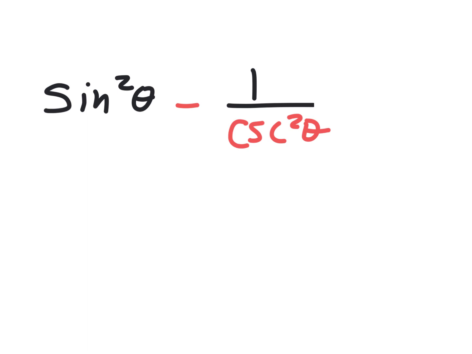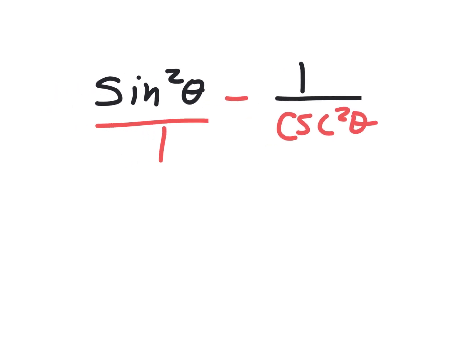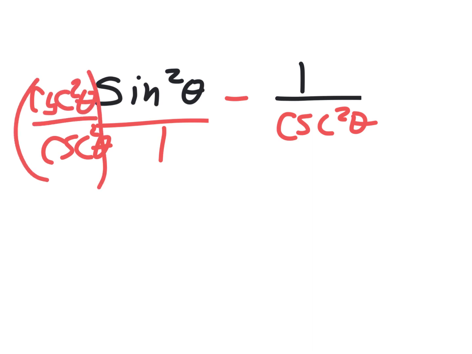So Jack, what's the denominator of the sine squared? 1. How could I get it so that it has a cosecant on the bottom? Multiply the top and the bottom by cosecant. Yes. Now there's another way you could have done it, but what you said is right. I want to just do it that way. Multiply by cosecant over cosecant. That works.